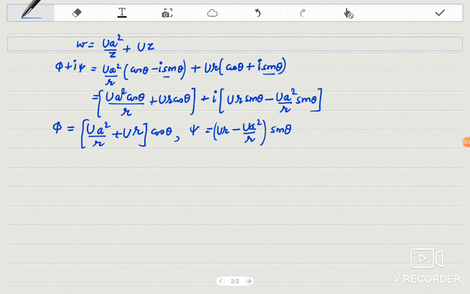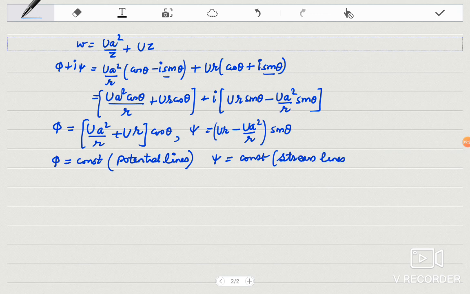sin theta. So these are phi and psi. Many times it is written that phi may be taken as a upon r plus b r cos theta, and you can calculate a and b according to your boundary conditions. So by putting phi to be constant, you may calculate potential lines. In this case, your potential lines will not be visible, or you cannot get the idea from the mathematical expressions. So we will bother about the stagnation points, and psi equal to constant will provide you the streamlines. So you can solve these yourself.